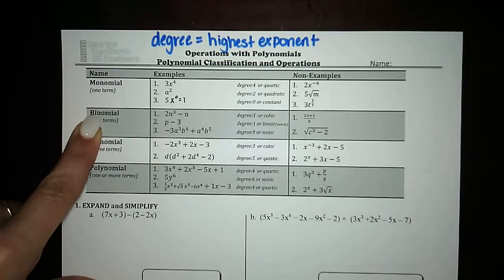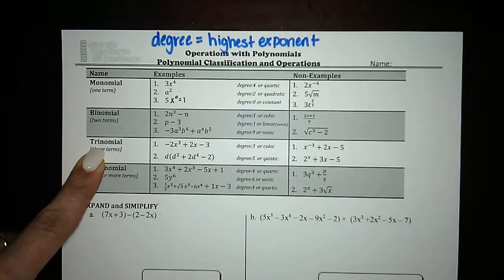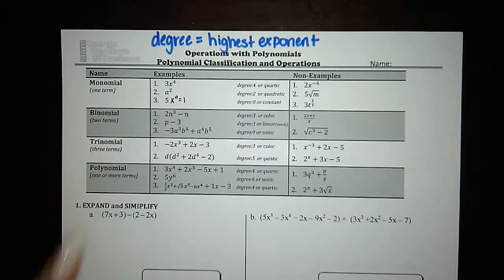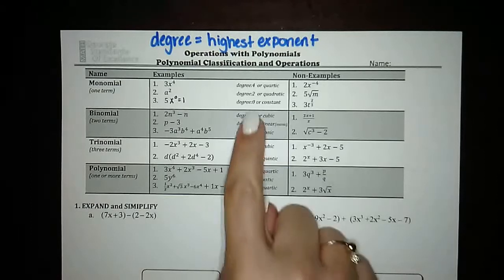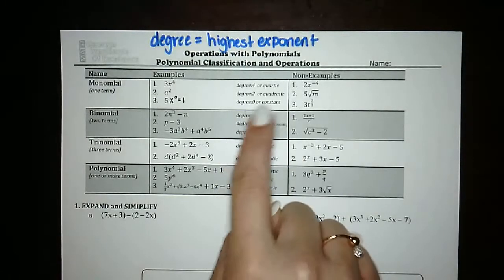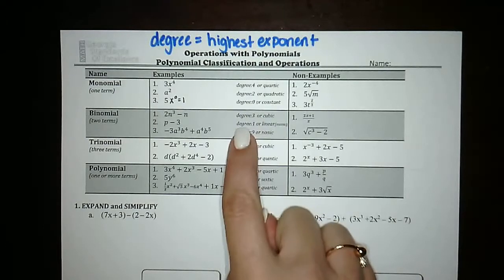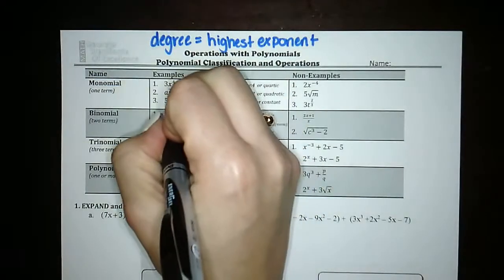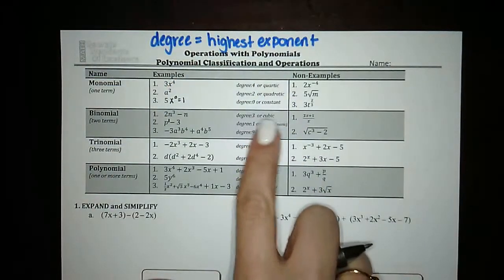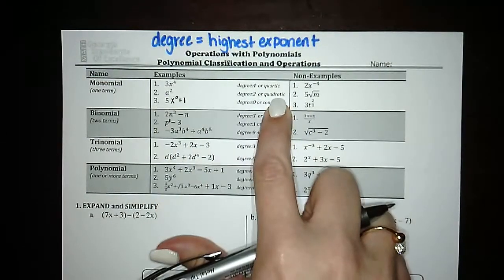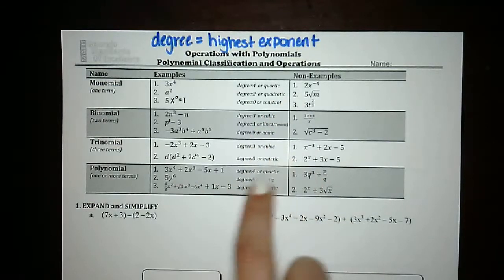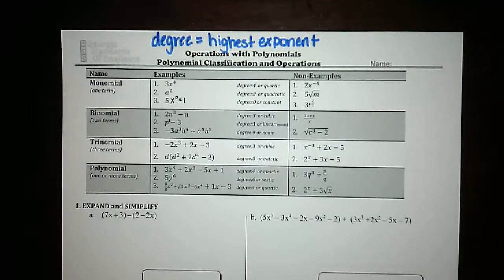2 terms, bi meaning like a bicycle has 2 wheels. Tricycle has 3 wheels, so a trinomial is 3 terms. And like I said, 4 or more, we just classify it as a polynomial. And then again, 0 degree is a constant. If it has a degree of 1, it's linear. Remember, this p is still raised to the first power. And then if it has degree 2, it's quadratic. Degree 3 is cubic. And degree 4 is quartic. The higher ones you really don't have to memorize.